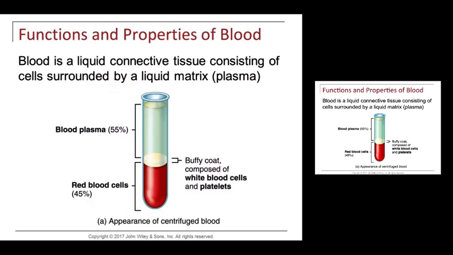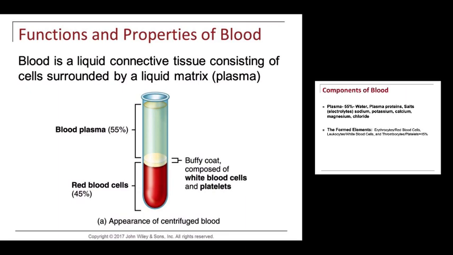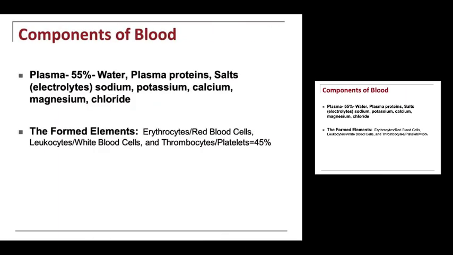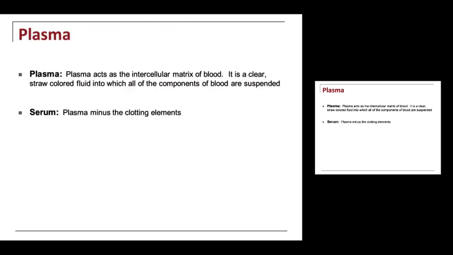Okay, so blood is liquid connective tissue consisting of cells surrounded by that extracellular matrix called plasma. And I would know that blood plasma is 55% and the formed elements are 45%. In plasma, the 55% portion, you're looking at water, plasma proteins, electrolytes like sodium, potassium, calcium, magnesium, chloride, and then the formed elements, the red blood cells, white blood cells, and platelets make up the 45%.